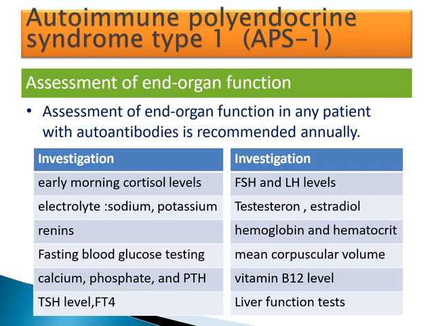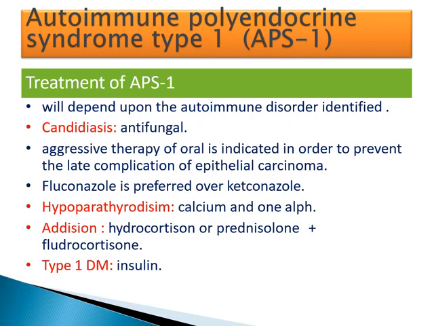How will we treat? For candidiasis, you will go for antifungal. Aggressive therapy of oral candidiasis is indicated in order to prevent the late complication of epithelial carcinoma. Fluconazole is preferred over ketoconazole. Hypoparathyroidism, you can give calcium and 1-alpha. For Addison's, hydrocortisone or prednisolone, you can offer fludrocortisone as well. For hypothyroidism, levothyroxine, as you know.